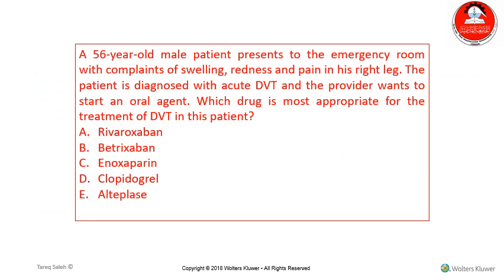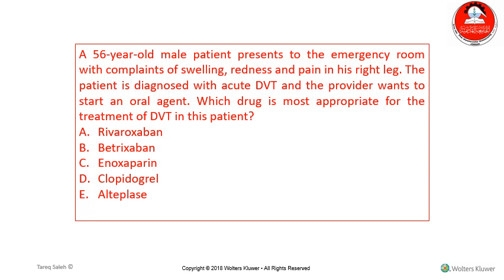Let's review some of these concepts. A 56-year-old male patient presents to the emergency room with complaints of swelling, redness, and pain in his right leg. The patient was diagnosed with DVT. These are usually the typical signs and symptoms of deep venous thrombosis. And then the emergency doctor wants to start an oral agent. Which of the following oral anticoagulants is the most appropriate for the treatment of DVT in this patient?